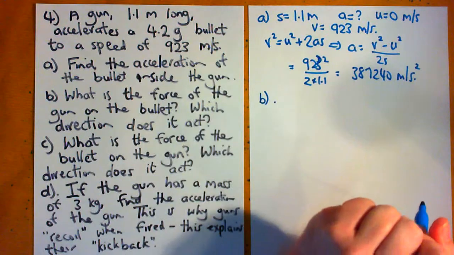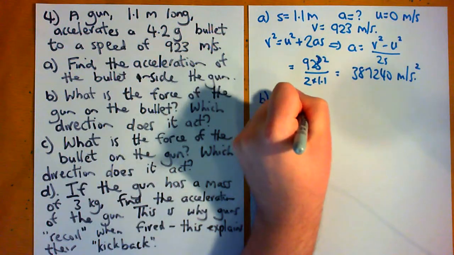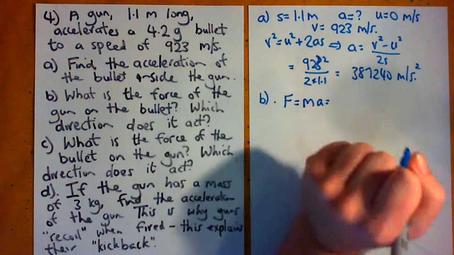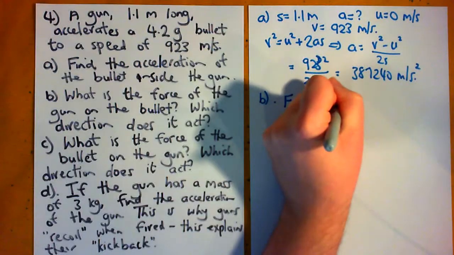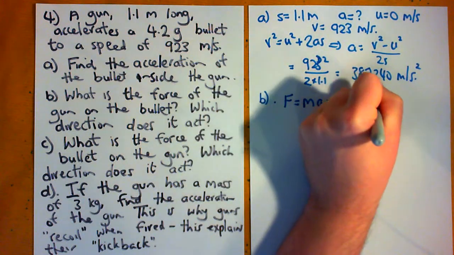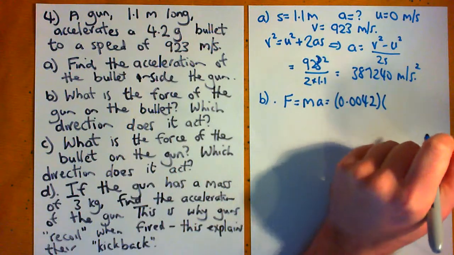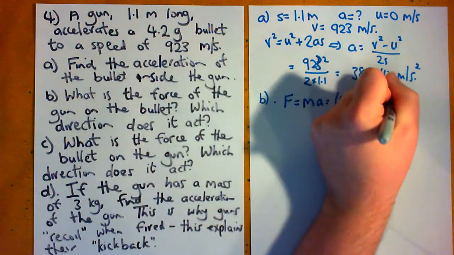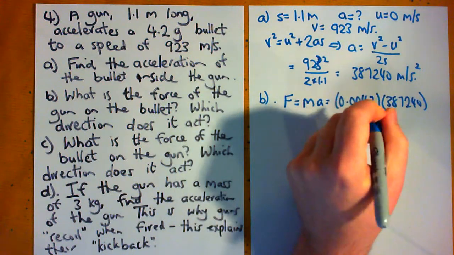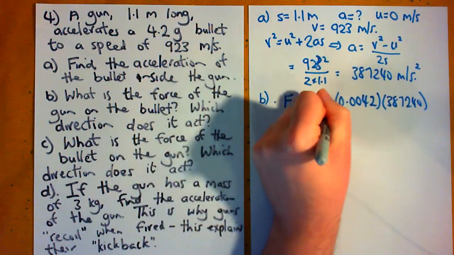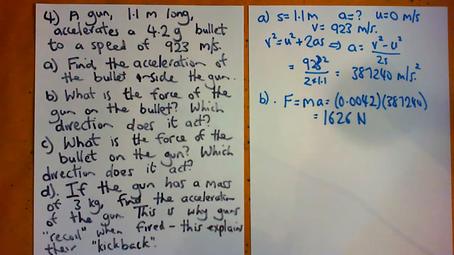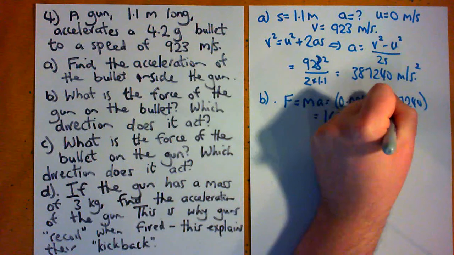Question B, we need to find the force. We've got the acceleration, we've got the mass, so we'll use F equals ma. So the mass is 4.2 grams, which I need to convert into kilograms, 0.0042, multiplied by acceleration, which we just found to be 387,240. And if we calculate that, we end up with 1,626 newtons. And the direction is, let's say, forwards.